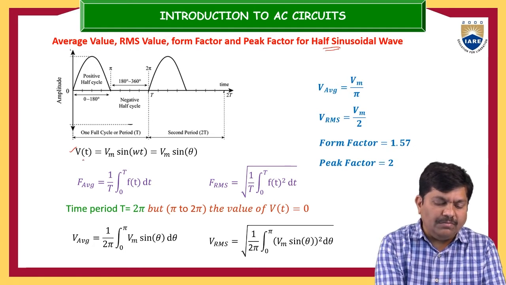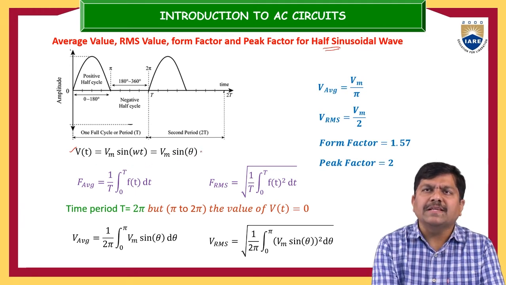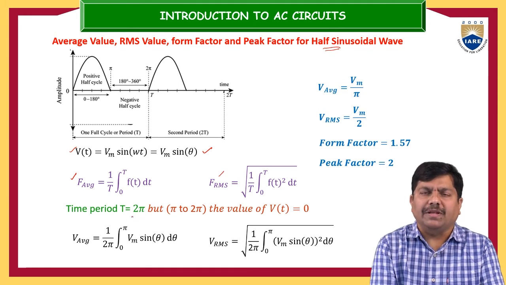So that is nothing but V of t is equal to V max into sin omega t, or this is V max into sin theta. Now this hopefully describes well about the waveform which is nothing but the half-wave rectifier output wave. Now already we know the formula for average value and RMS value. Only here it differs whatever the time period. Time period varies from signal to signal.